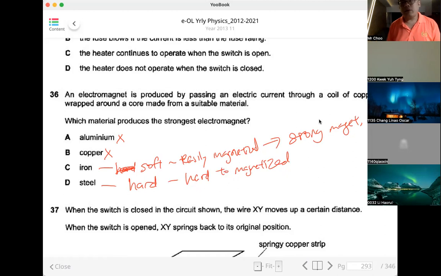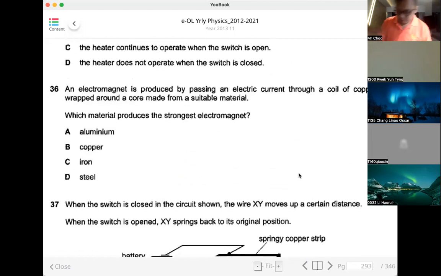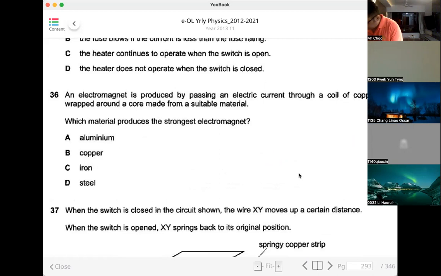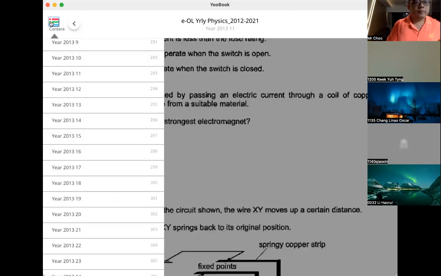Ryan, copper is not a magnetic material, so copper cannot be magnetized. What did you tell me about copper? Okay, so iron is easily magnetized, so it is therefore easier to produce a stronger magnet. Understand? Next question. Question number 27.